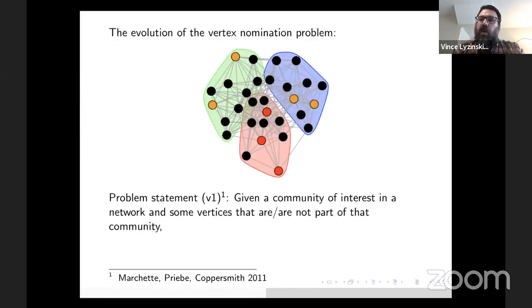Okay. So when we initially studied the vertex nomination problem, it wasn't this multi-network setting. It was this much simpler setting here.